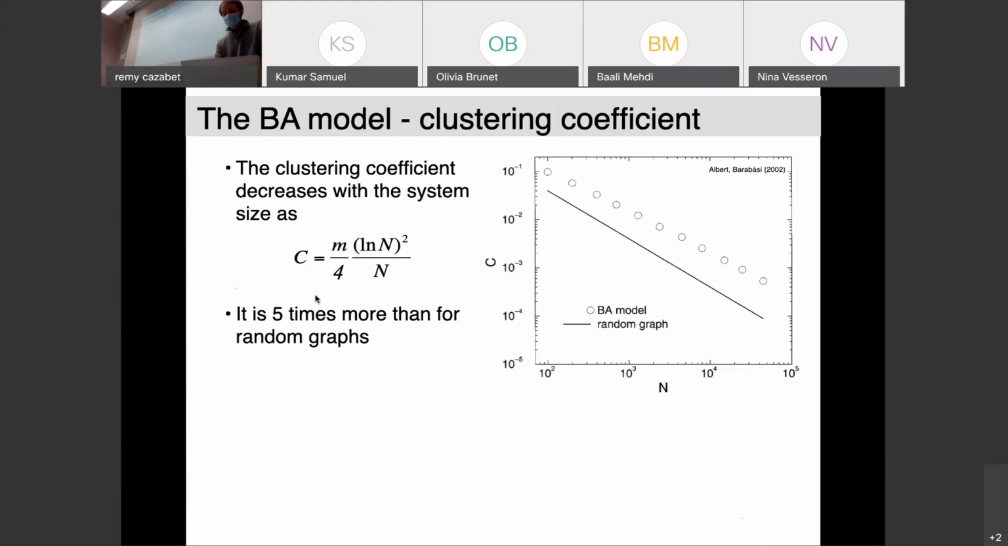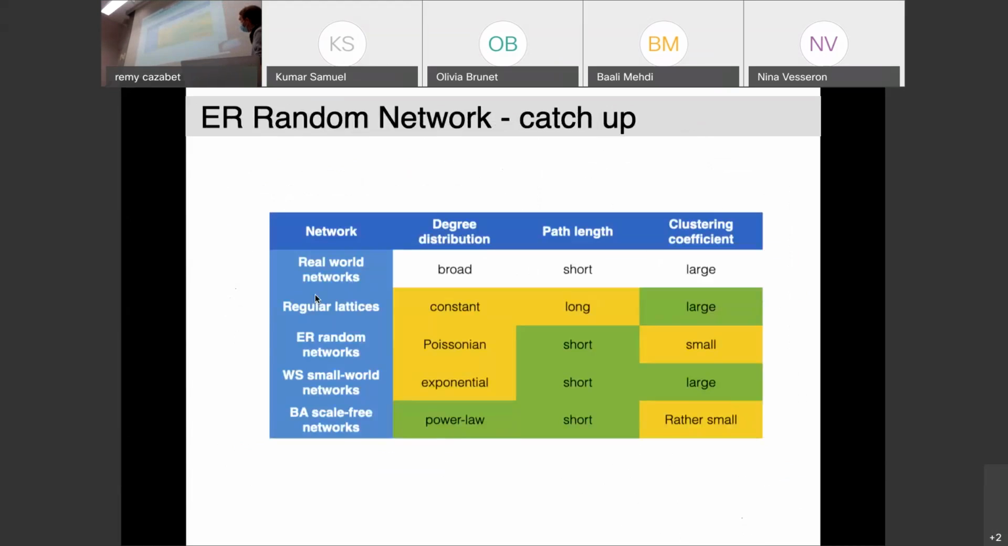So you are explaining the degree distribution with a simple mechanism, preferential attachment. You still have your short average path, but now you don't have a high clustering coefficient.